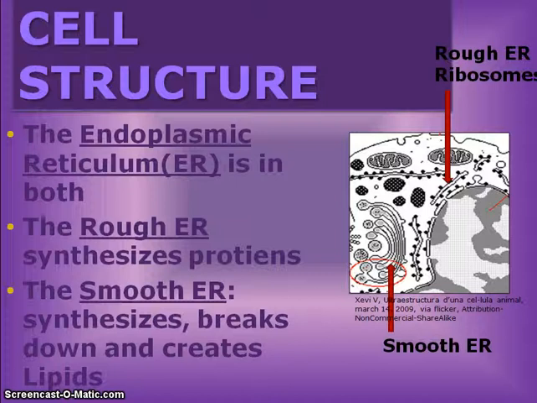After the proteins have been broken down, the rough endoplasmic reticulum synthesizes them a little bit more and transports them to where they need to go in the cell.